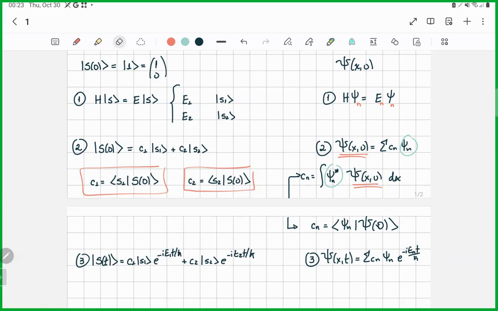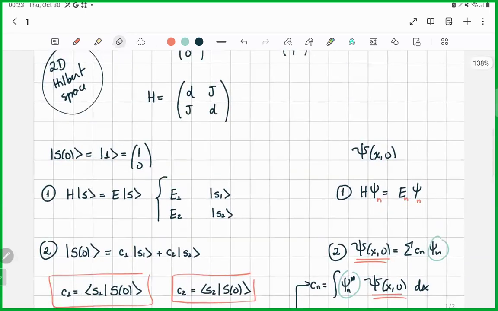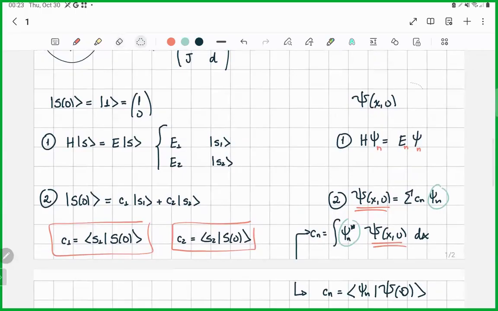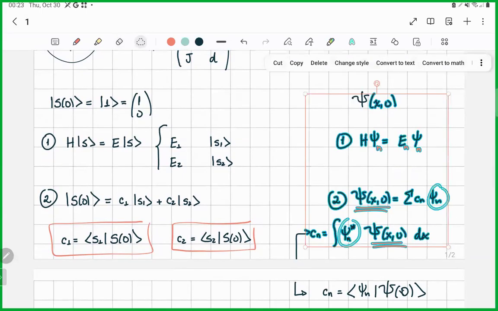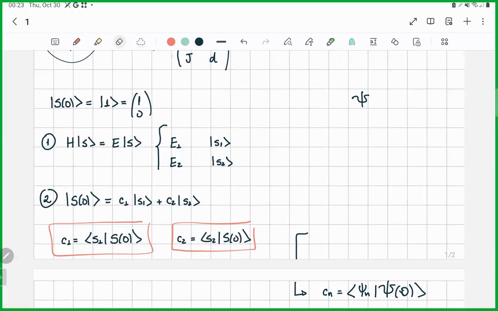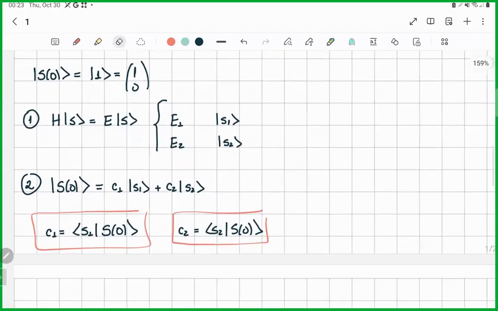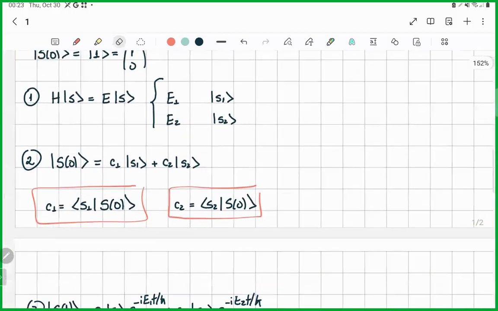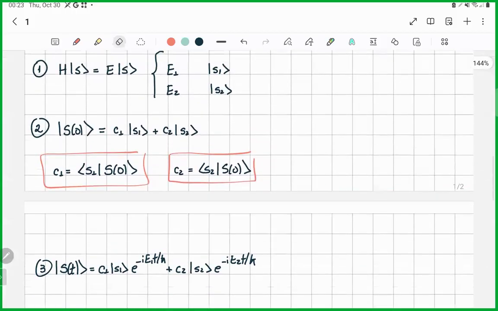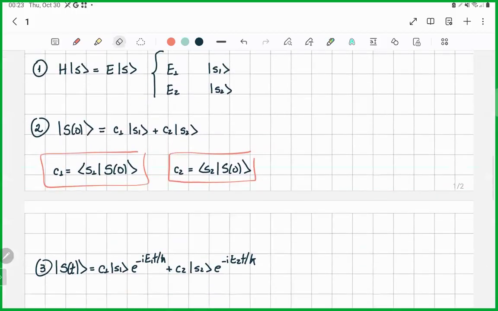Okay, so this is the procedure. We are now going to continue. So I'm going to erase all this. This is just a review of things that you already knew. And let's go step by step now. Okay, so first step is here. Solving Schrödinger's equation. How do we do that?